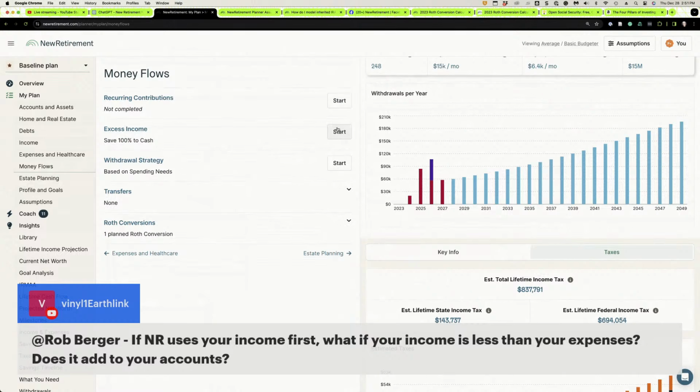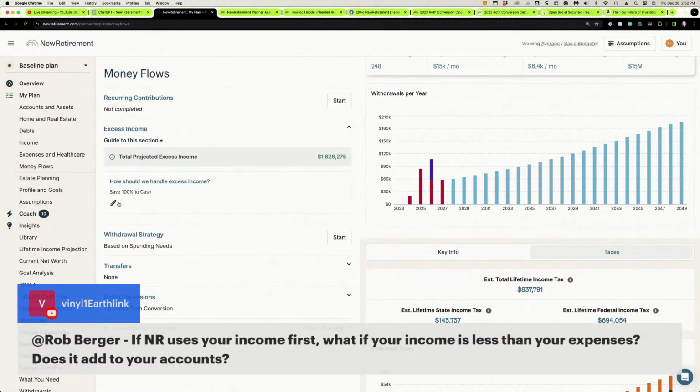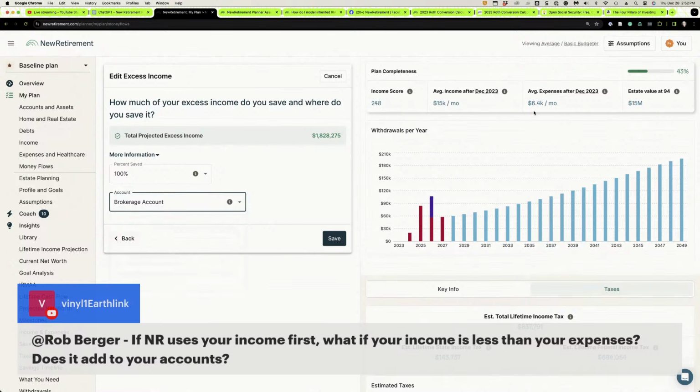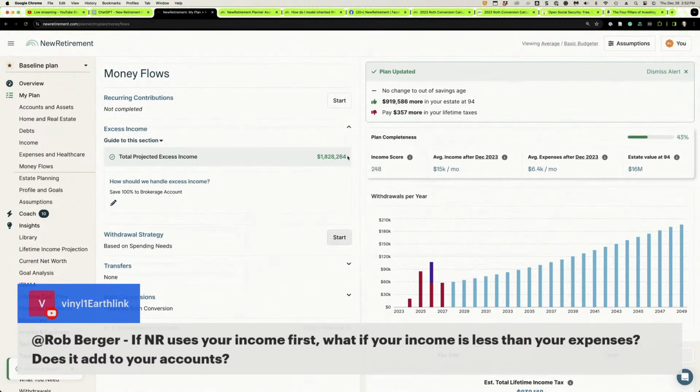Right now, save 100% to cash. So let's instead save it to the brokerage account. Now, I want to see up here when I hit save. That gave me a cool 900 grand more when I die at 94. It makes a big difference where you put it, again assuming your rate of return assumptions are different for, say, a checking account versus a brokerage account. But in any event, to answer the question, money flows, excess income. That's where you put it.